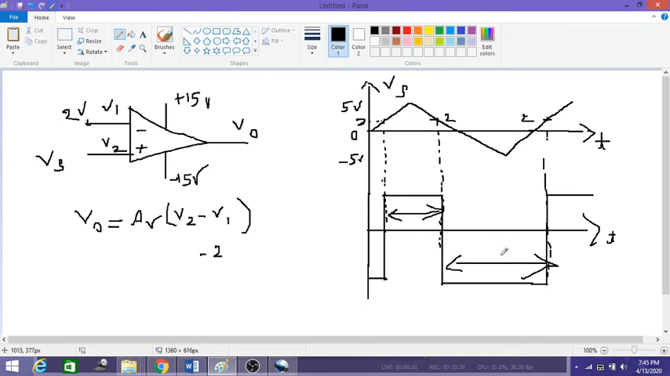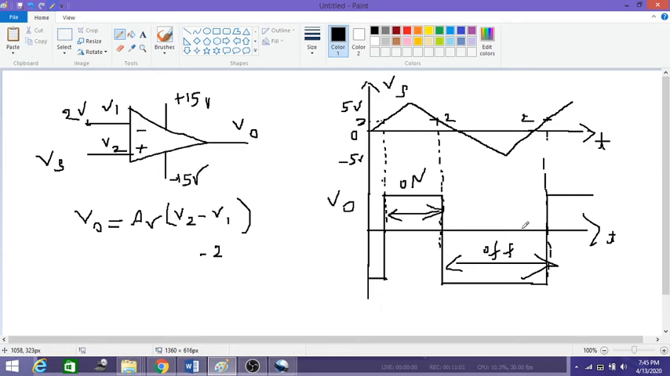We can also generate a simple square wave using this comparator circuit with a different duty cycle, where this is the off time and this is the on time. So this is the output waveform which we will get from this circuit. If you change this reference voltage across V1, this waveform will change.